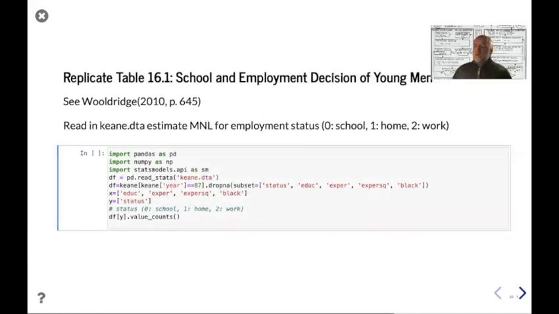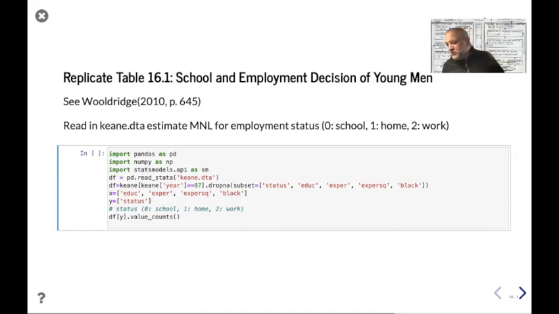Okay, so why don't we take an example of this? We're replicating the results of Table 16.1 in Wooldridge's textbook. It's on page 645. It's called the School and Employment Decision of Young Men, and the data set is based on the subset of the data that was used to estimate a career choice model.